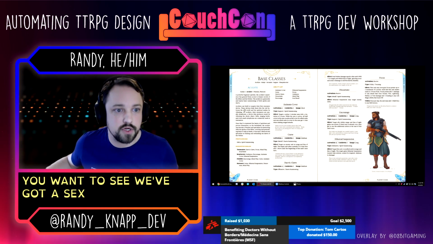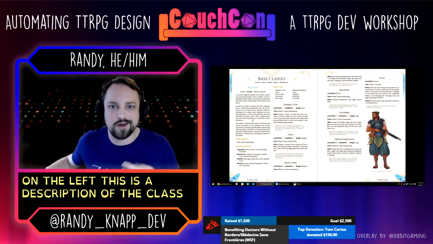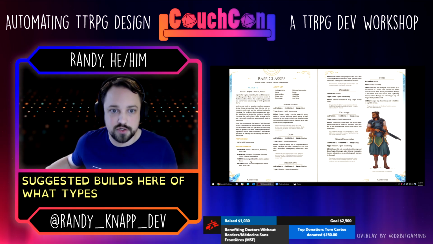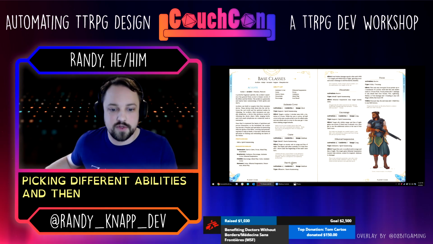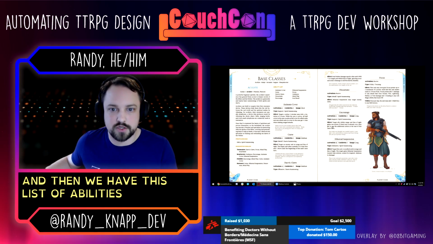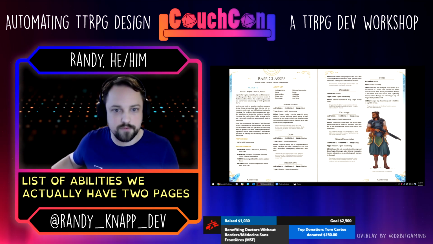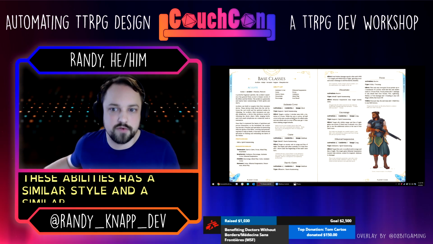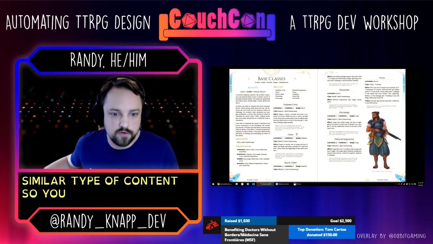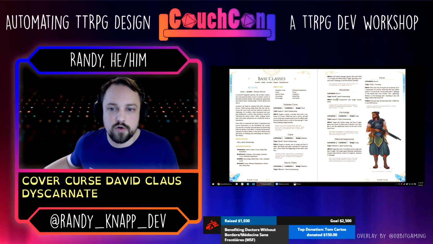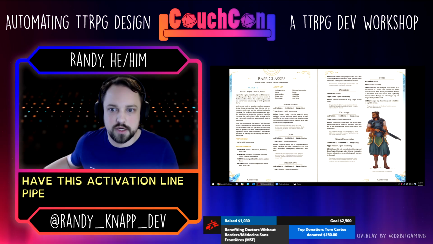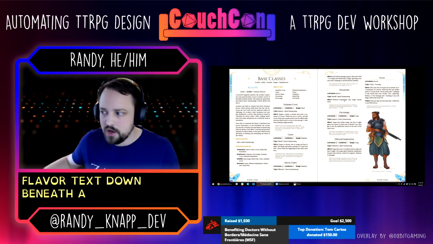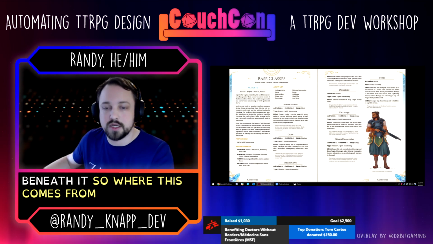In general this is what you want to see. We've got a section over here on the left, a description of the class and what they're about. We've got some suggested builds of what types of play styles you can do by picking different abilities. And then we have this list of abilities, which goes on to the next page. Each of these abilities has a similar style and type of content: animate cover, curse, David claws, discarnate. All of these have an activation line, a type line, an effect line, and then flavor text down beneath it. Where this comes from is my data tables document.